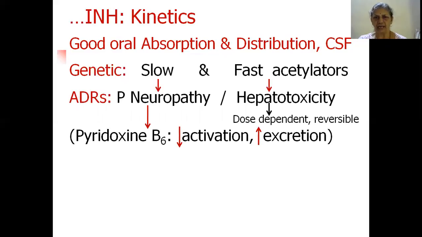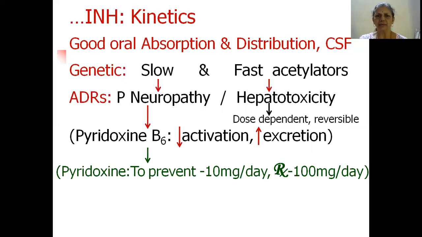Neuropathy because of INH is because it interferes with the activation and utilization of pyridoxine. Because it is not activated, it is also excreted fast. And therefore, we can prevent or treat neuropathy by giving pyridoxine. The preventive dose is 10 milligrams per day, whereas therapeutic dose of pyridoxine is 100 milligrams per day. So pyridoxine to prevent or treat neuropathy, and because most drugs are hepatotoxic, we need to monitor liver function before starting the drugs and also periodically in case prolonged treatment is required.